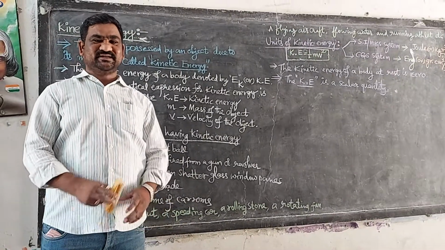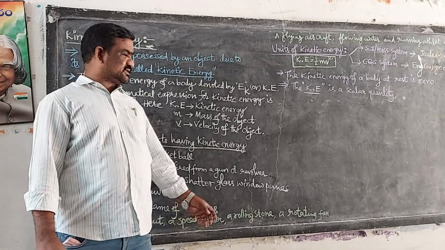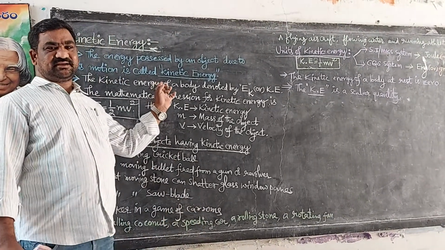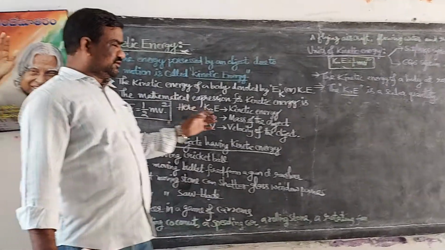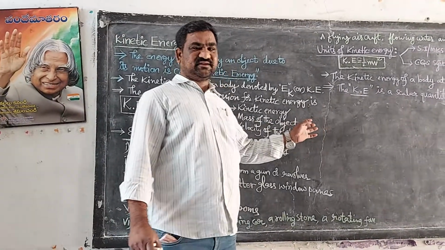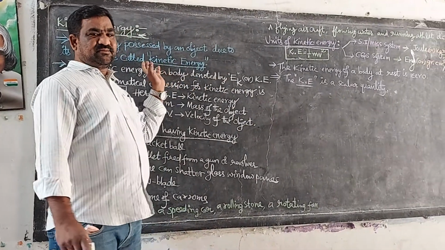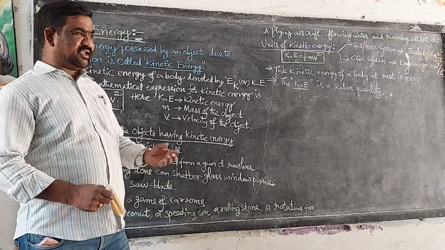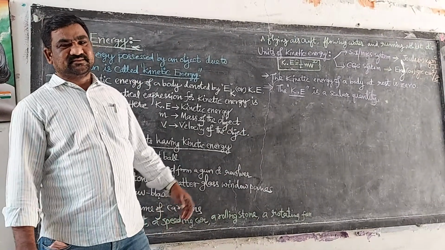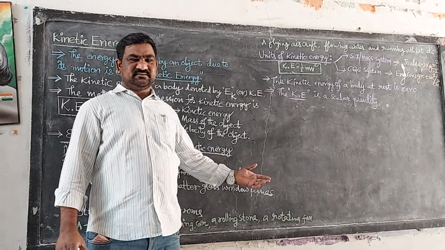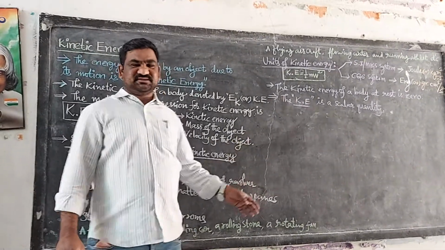Hello students, in our previous classes we discussed energy and the types of energy. So we know that there are different forms of energy such as kinetic energy, potential energy, chemical energy, light energy, sound energy, mechanical energy. In such a way there are different types of energy.